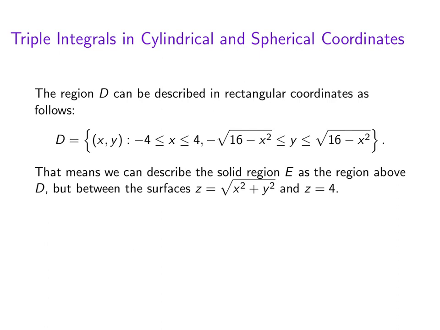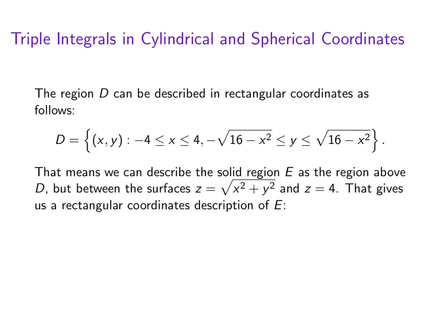And then that means we can give a description of the solid E as the region that's above D, but between the surfaces z equals square root of x squared plus y squared and z equals 4. The cone is the lower bounding surface. The plane is the upper bounding surface.